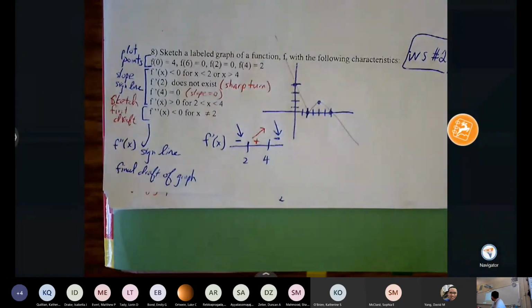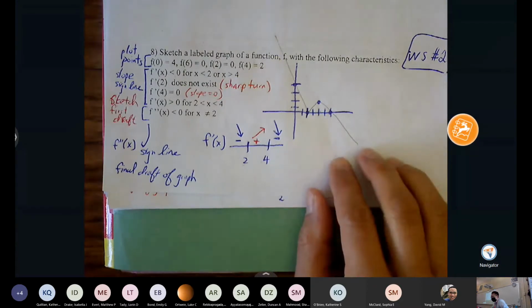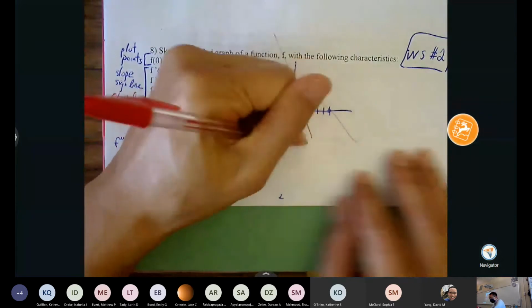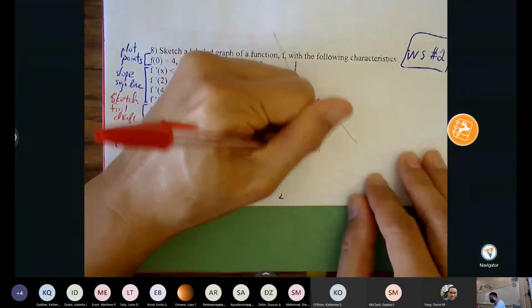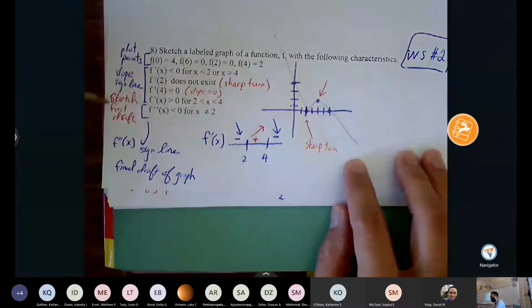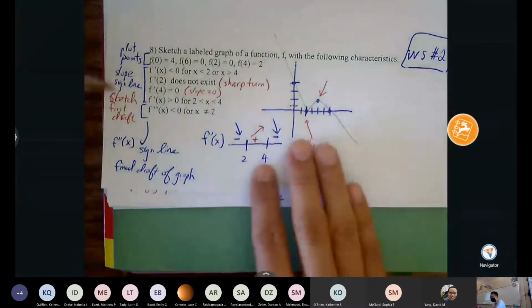And then I'm going to update that later when I figure out how the graph curves. But at least I know the basic parts of my graph. I haven't included this yet, but eventually I do want a sharp turn at 2. And then eventually I do want a nice, smooth slope 0 at 4.